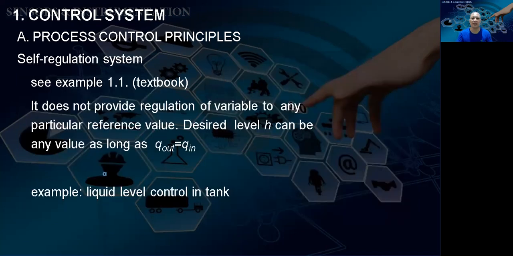So this does not provide regulation of the variable to any particular reference value. The desired level H can be any value as long as Q out equals Q in. If you just stop the water coming in and wait for the level to go down, and when you see that the level is the required level, you just turn the flow in on again. So this is the example of liquid level control in a tank.